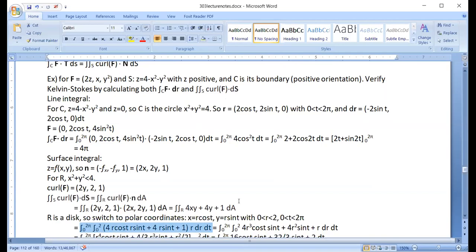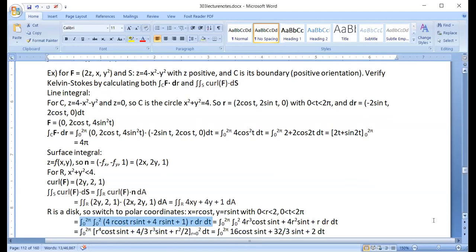And so now, first distribute the r, and that gives you the integral that you need to calculate. First we're integrating with respect to r. That gives us r to the fourth cos t sine t plus 4/3 r cubed sine t plus r squared over 2, evaluating r from 0 to 2. Plugging that in, you get 16 cos t sine t plus 32 over 3 sine t plus 2, all times dt. And then we just need to integrate with respect to t.